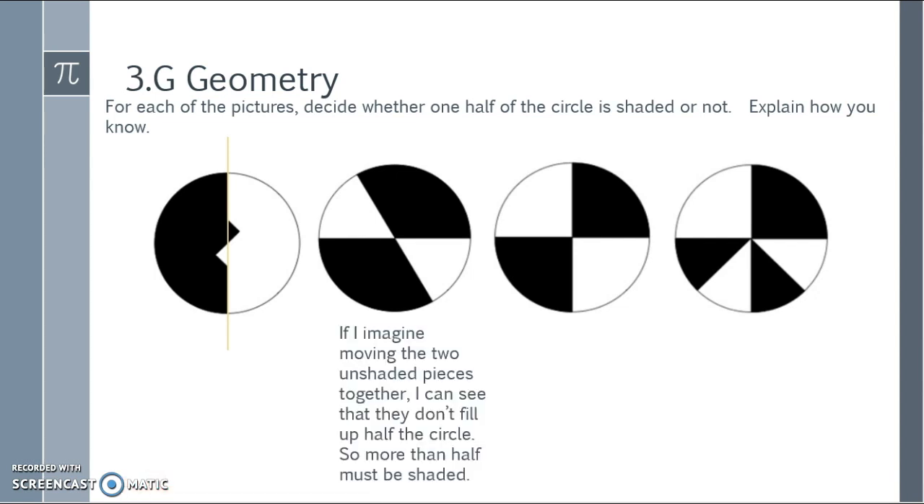However, the second one, if I were to imagine moving these 2 unshaded pieces together, I can see that they're not going to fill up half the circle. So therefore, more than half must be shaded.